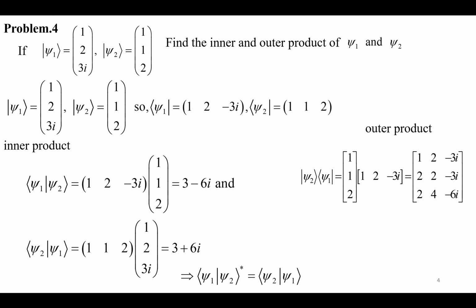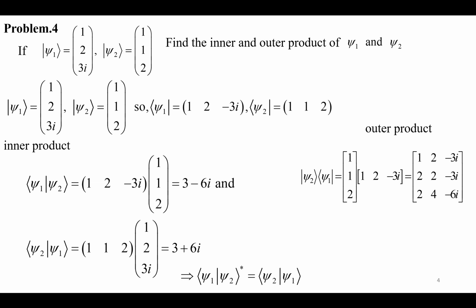Compare these two, psi 1 with psi 2 and psi 2 with psi 1. One we have got is 3 minus 6i, and the other value we have obtained is 3 plus 6i. So one is the complex conjugate of the other. Looking at the results, it implies that the inner product of psi 1, psi 2, star, will be the inner product of psi 2, psi 1.